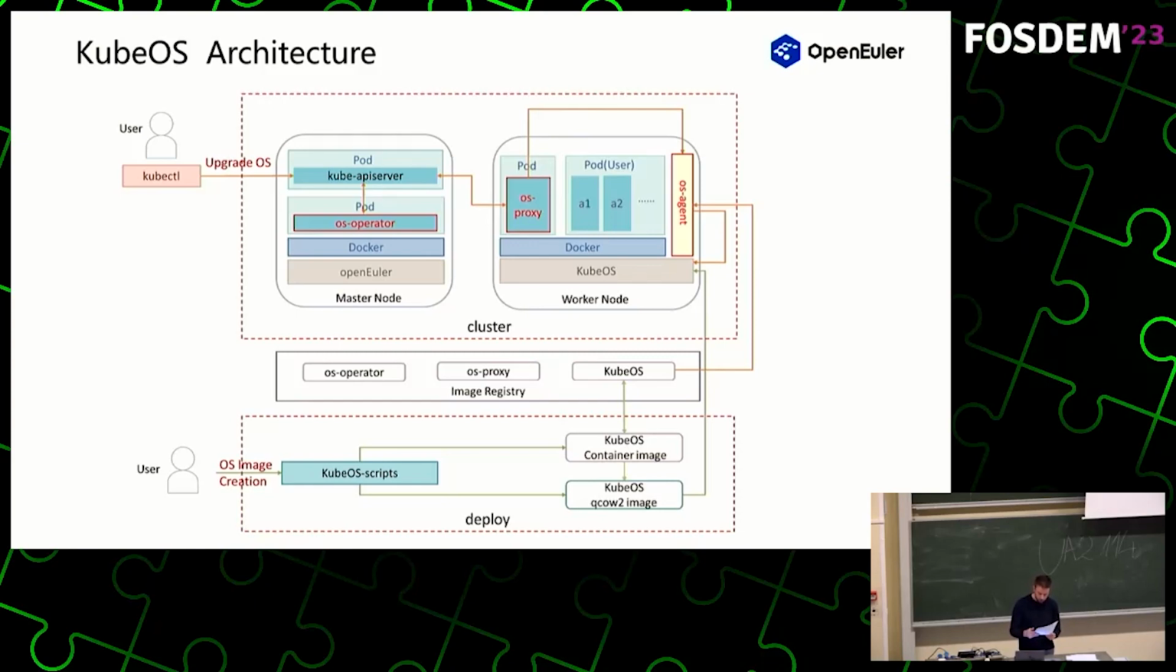And the second part is the KubeOS image creation tool. The user can use KubeOS scripts to generate KubeOS images from the openEuler repo source, which supports the generation of container images, virtual machine images, and so on.